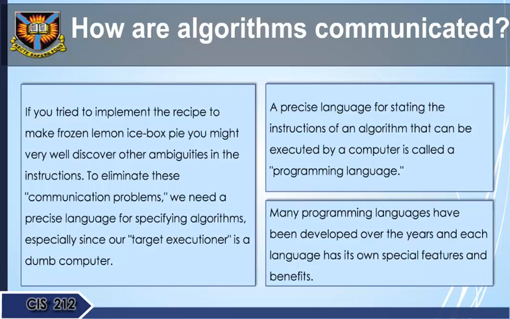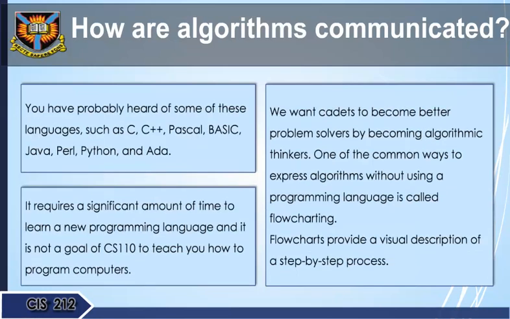A precise language for stating the instructions of an algorithm that can be executed by a computer is called a programming language. Many programming languages have been developed over the years, and each language has its own special features and benefits. You have probably heard some of these languages such as C, C++, Pascal, Basic, Java, Perl, Python, and Ada. It requires a significant amount of time to learn a new programming language, and it is not a goal of CSI 110 to teach you how to program computers.